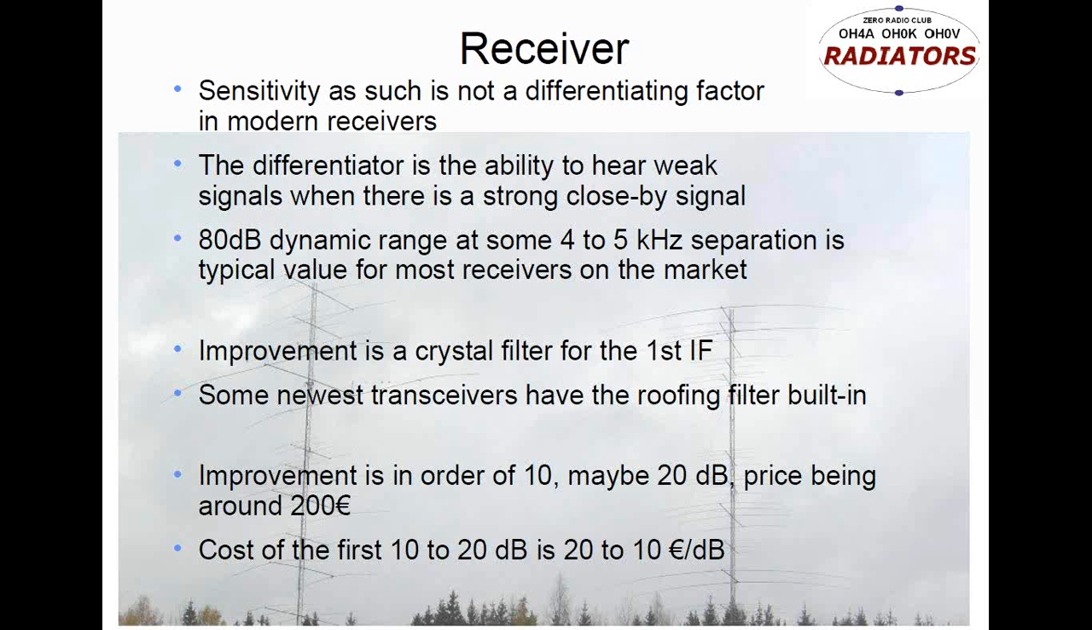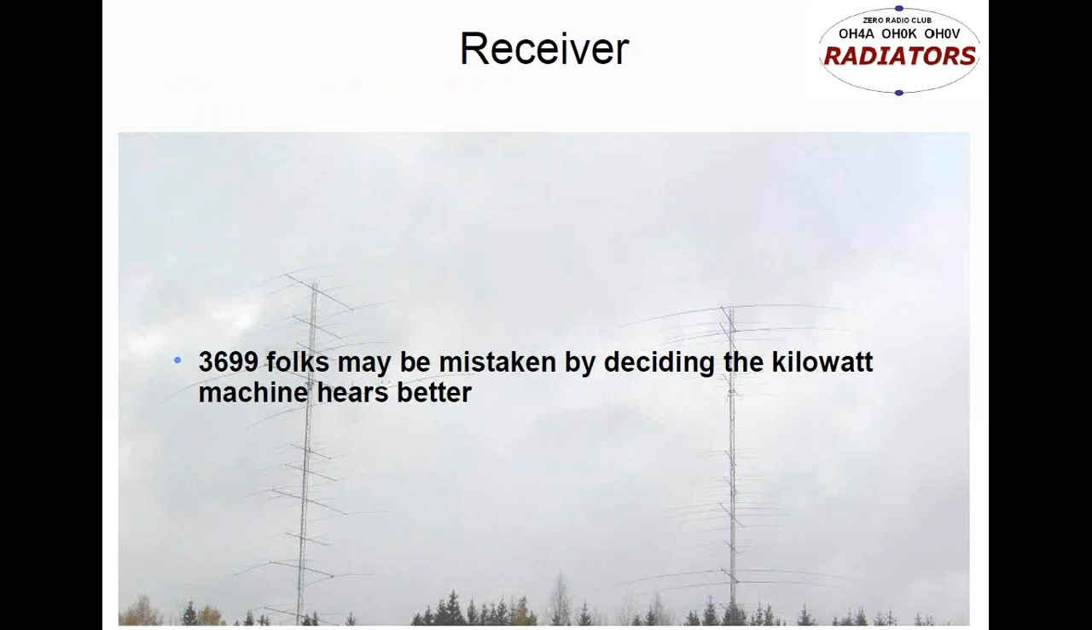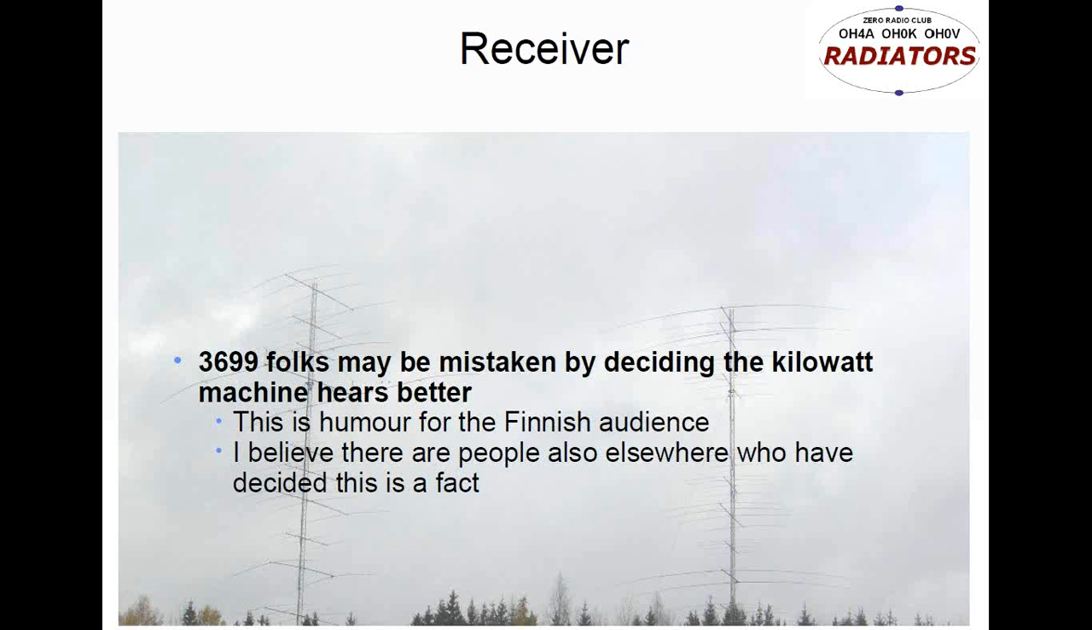And there is some humor for the Finnish audience, if there are any. So 3699 is the 80-meter round table we have in Finland, and I hear nearly every week somebody saying that he got that DX, he could hear the DX because he has the big amplifier. Well, that's not really the case. Receiver is the receiver.